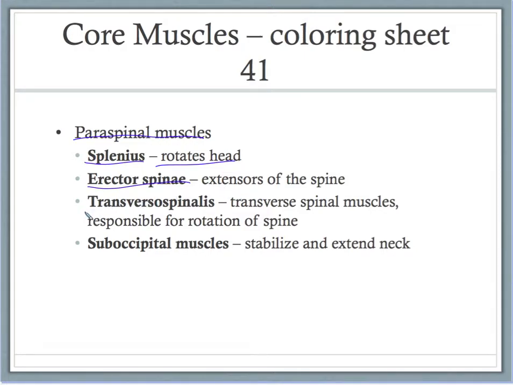You have the transversospinalis, which is your transverse spinal muscles, responsible for rotating the spine. This allows you to turn, so spinal twist, and rotate back and forth. And then you have your suboccipital muscles, which stabilize and extend the neck. So those are your paraspinals collectively.